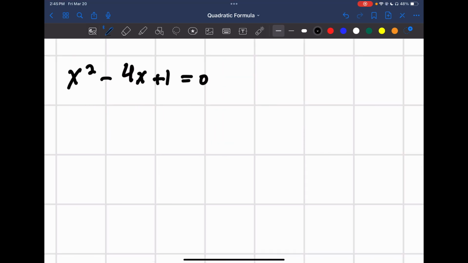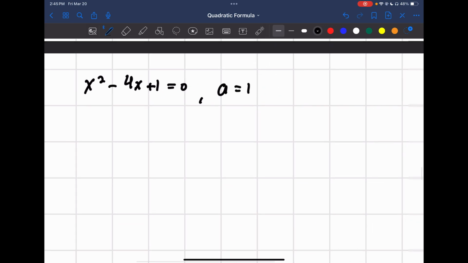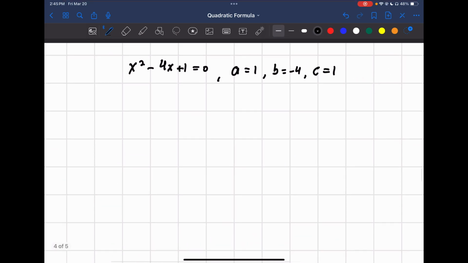In our next example, we could see that our a value is equal to 1. Our b value is equal to negative 4. Our c value is equal to 1. So when I do quadratic equations, I always like to write down the quadratic formula. So minus b plus or minus the square root of b squared minus 4ac over 2a.